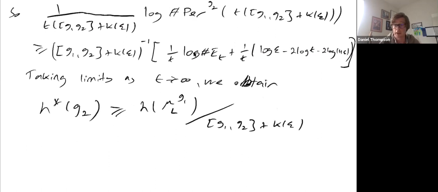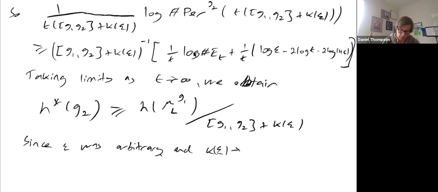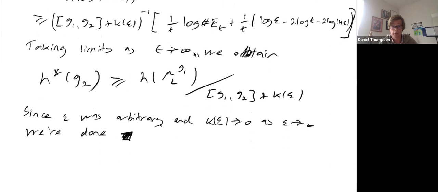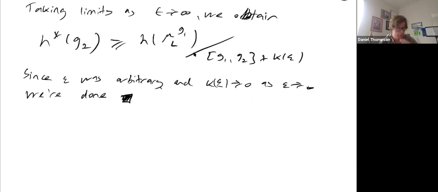So it was important that we knew something about K epsilon, because epsilon was arbitrary. And K epsilon goes to 0 as epsilon goes to 0, we're done. That proves the key lemma. Pretty cool, huh? If there's ever a couple of lectures to study, these are they.